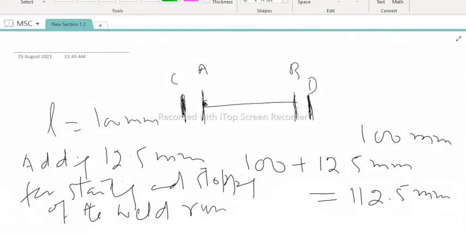Similarly, if in a problem he says that the total length of the weld is 100 mm, what will be the effective length of the weld? 112.5? No, it will be 87.5, because you have to reduce 12.5. Out of the total 100 mm, effective is only 87.5, because 12.5 mm is ineffective. Earlier, if you calculate 100 mm, you add 12.5 so that the total length of the weld is 112.5.